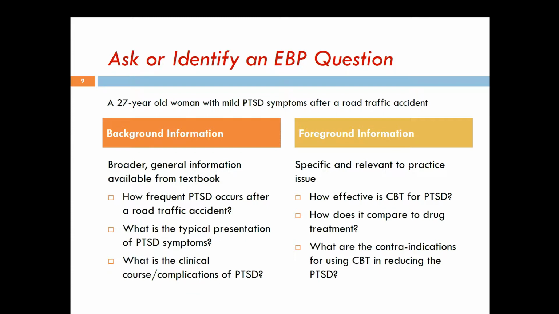Okay. And what is the clinical course and complication of PTSD? So what's the complication if it's not treated properly? Then it will develop into chronic, and then it will interfere with the person's functioning in most aspects. And then there are also other comorbid conditions like drug abuse and things like that. Now these are the background information that probably applies to most of the clients that have similar experience. But the foreground information is specific to your client at this moment. Okay, this 27-year-old woman with mild PTSD symptoms.